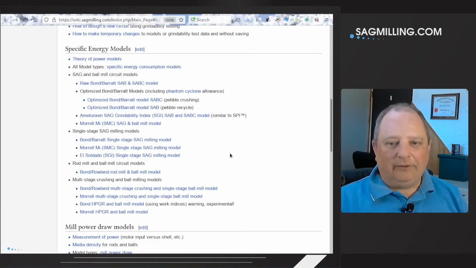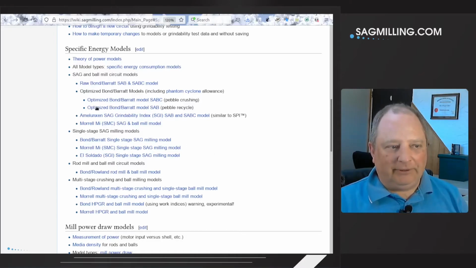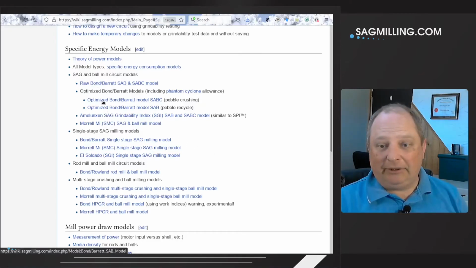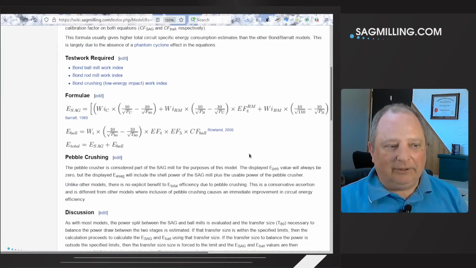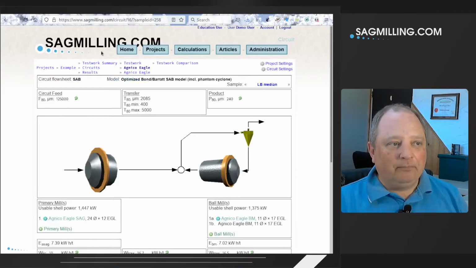So the final thing we're going to look at is how these laboratory test results appear in models. I've pulled up the wiki page for the sagmilling.com software where you can see that there's a variety of specific energy models that are configured in the software. And each one of them will have its own particular set of equations. And the test results that we see appear in the components of the equations.